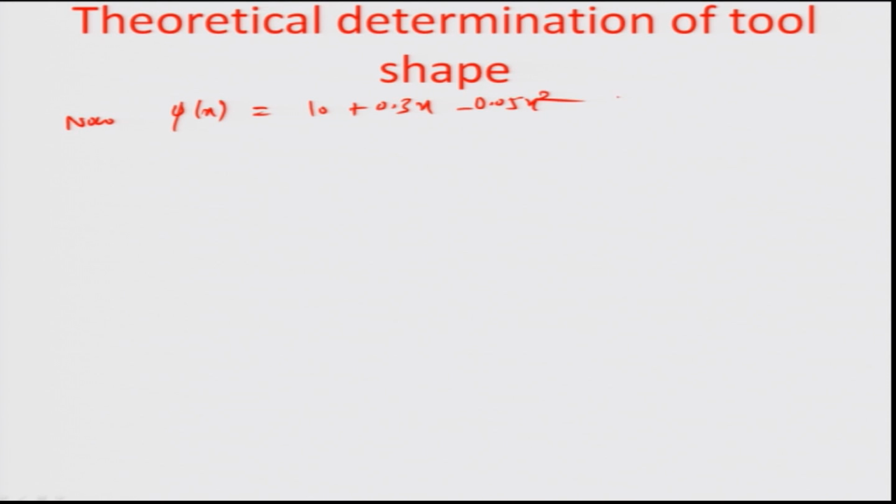Having said that, now the phi x, or the functional relationship between the workpiece x and y coordinates, is given in this equation: phi x equal to 10 plus 0.3 x minus 0.05 x square, and the final equation for the tool surface geometry from the derivation that has been done in the earlier step.